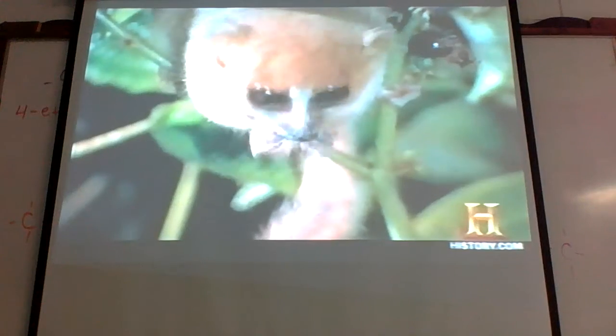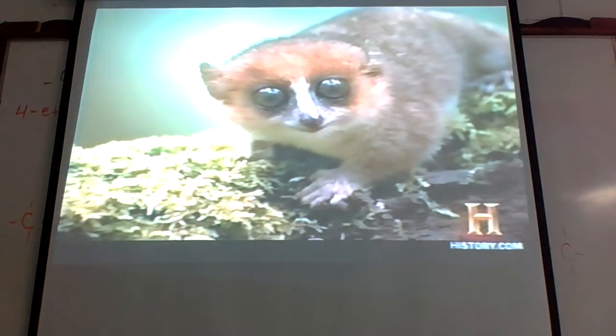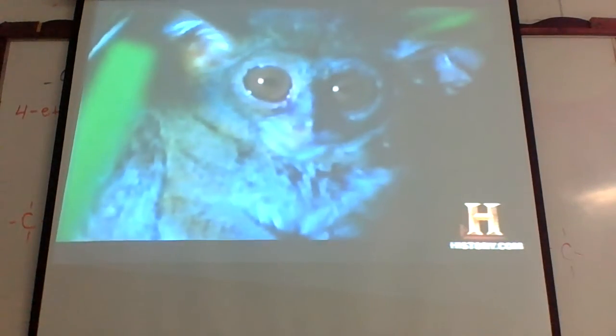For night hunters, a bigger cornea is key to catching fast-moving critters in the dark. And one night hunter has pushed this anatomy to the max.